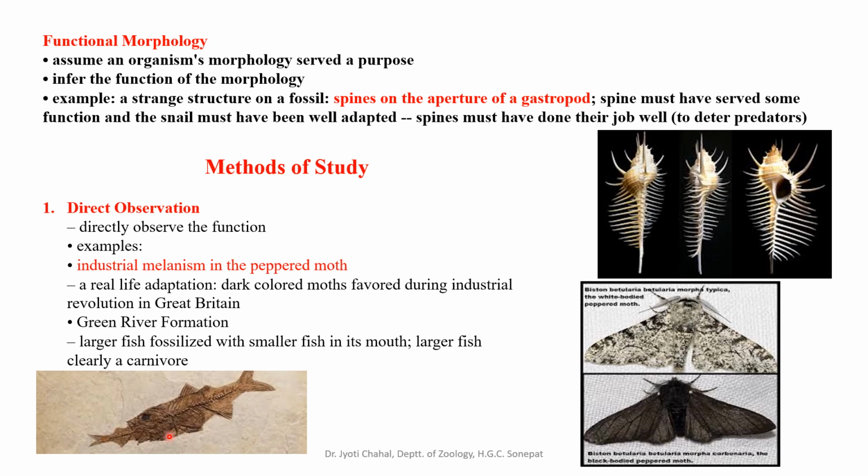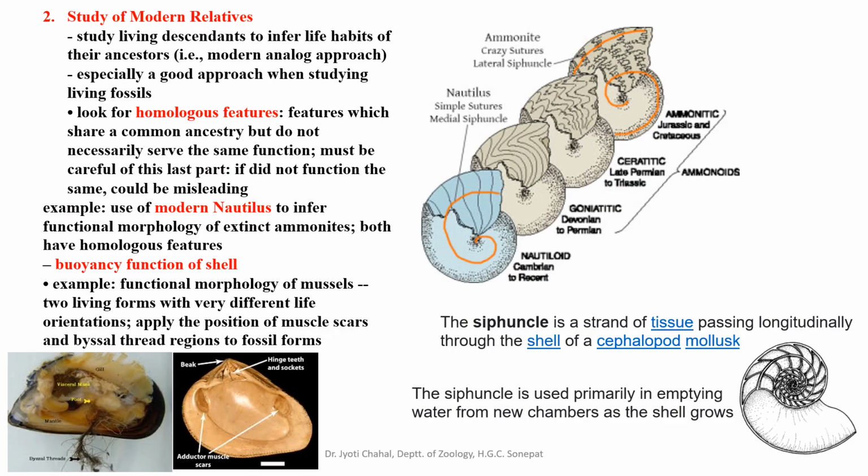You can see here that there is a fish. That is a fish which is engulfing another fish. You can see the fish eye just below this pointer, and here is the mouth of the fish, and it is engulfing another fish. That clearly states that this was a carnivore fish. The larger fish was a carnivore because it has been fossilized with a smaller fish in its mouth. So again, that is an example of functional morphology, and that is by direct observation in our own lifetime.